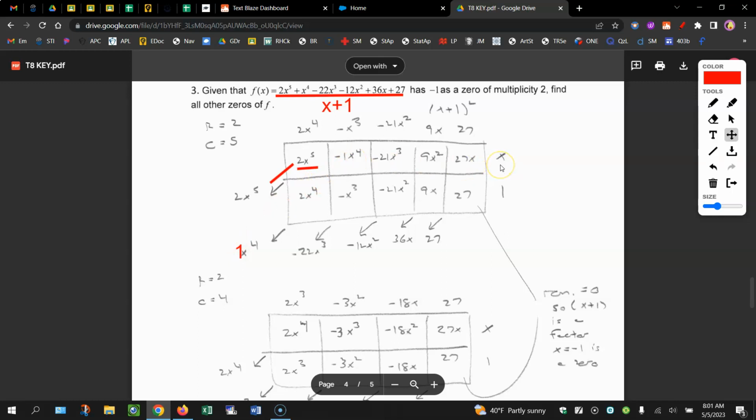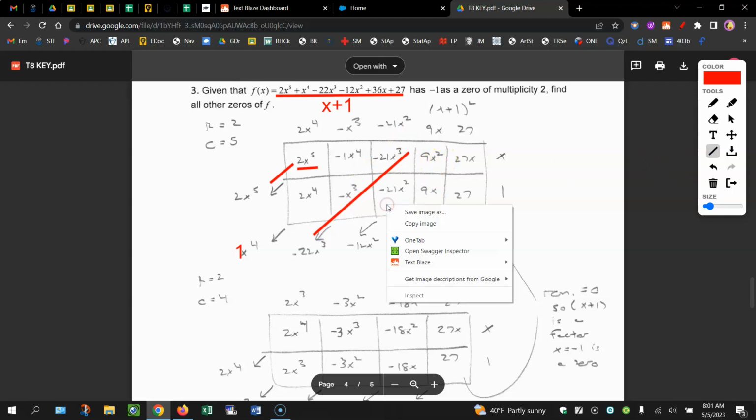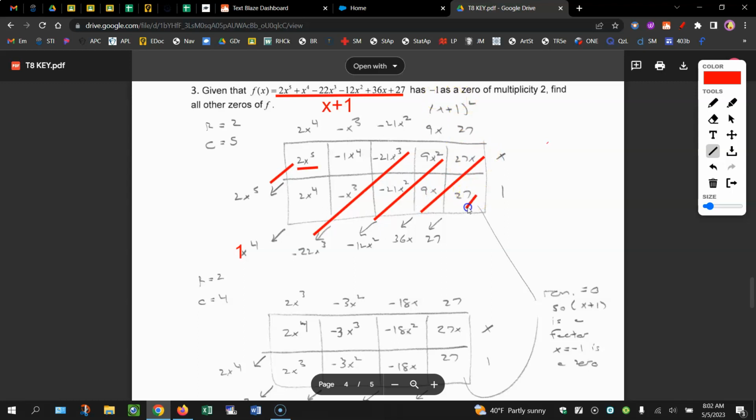And then playing the same game, x times what gives you -1x to the 4th? Negative x cubed. And then you distribute, this is -1x cubed. You need this diagonal here to add up to -22. So that's -21. And I like just drawing these here. This next diagonal, these would have to add up to -12. This next diagonal, these have to add up to 36. They're telling you -1 is a 0, so these last two numbers have to be the same, which means your remainder is 0.